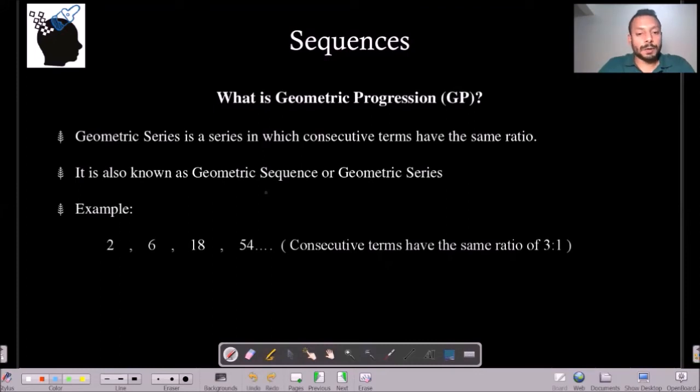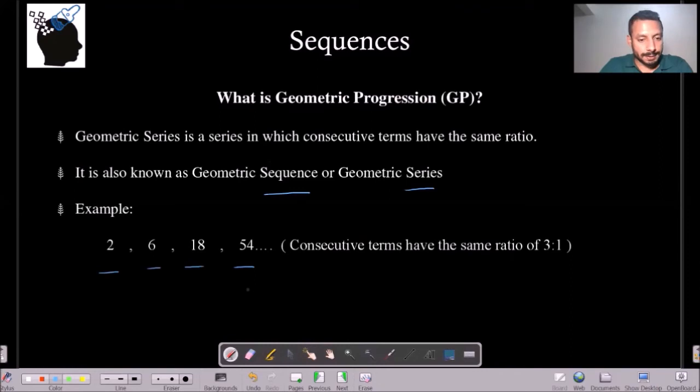Geometric progression is also known as geometric sequence or geometric series. Let's take an example to understand this. Let's say the series is 2, 6, 18, 54, and so on. Now if you notice, the consecutive terms have the same ratio of 3:1.